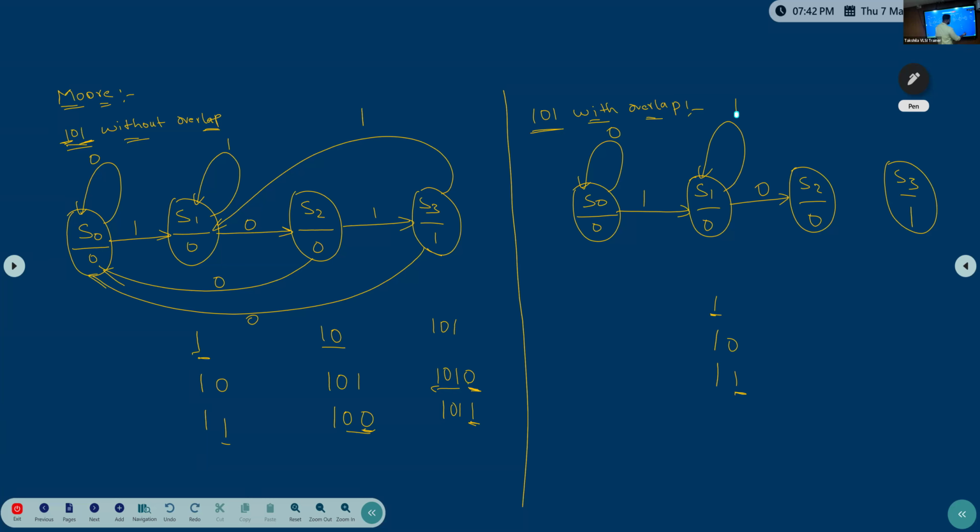So after this, what do I need to do? Here we have already got 1 0. Now after 1 0, a 1 can come or a 0 can come, giving 1 0 1 or 1 0 0. So if 1 comes, no doubt I need to go to the next step.